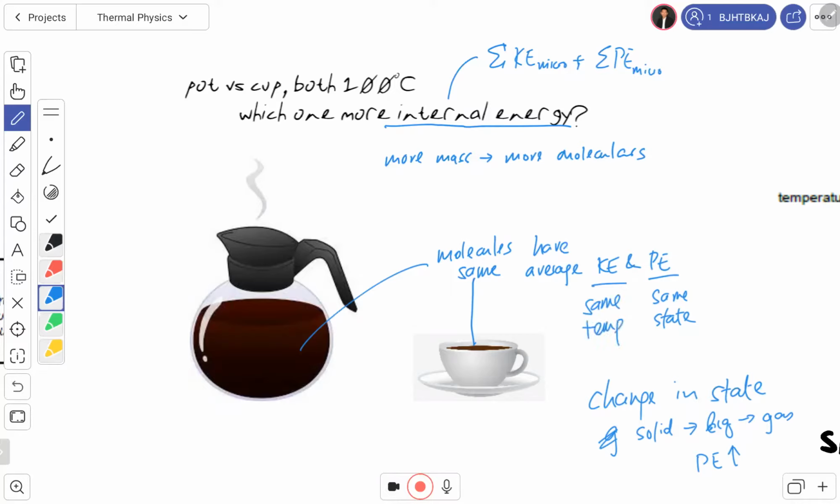So if the molecules have the same average KE and same average PE, now you want to talk about the whole system, internal energy. You are trying to sum up all of them, right? Then whoever has more molecules will win. It's just like saying, let's say Singapore and USA. Suppose we have the same GDP per capita. But USA got 50 times our population. So their overall GDP is bigger. That's the analogy.